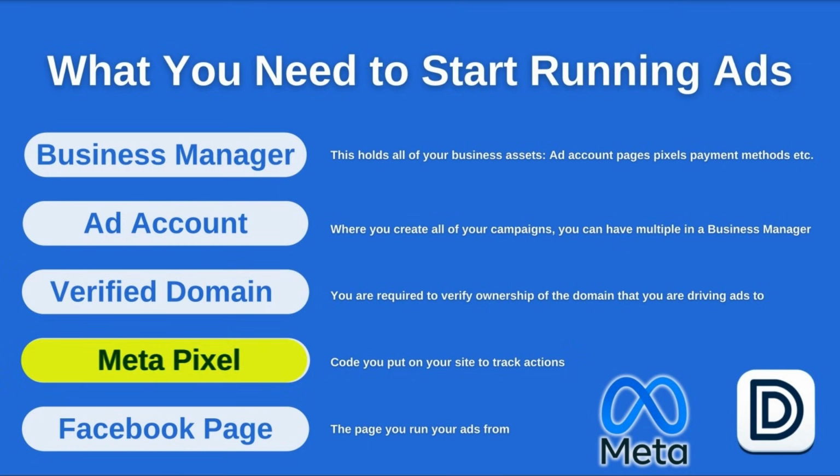I also highly recommend that you get a Meta Pixel. This is code to put on your site to track actions. And you're going to need a Facebook page. This is the page that you run your ads from. Now, I know some of this stuff can feel technical, but don't worry. I'm literally going to share my screen and show you step by step everything that you need to know to get every one of these things set up today. You are going to win.